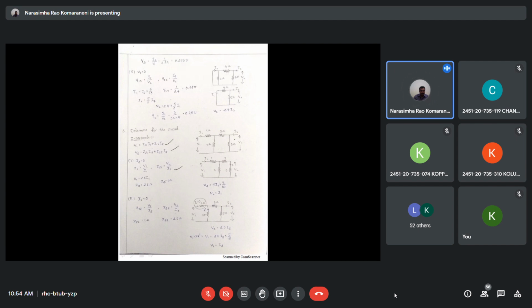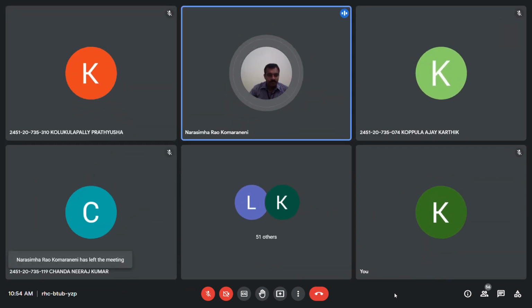Since this is zero, this port current is zero, these two are in series. This series combination is in parallel with this one, right? If you find the total equivalent, you get this. And to find V2, that is the drop across this one, we use the voltage division rule. What is the voltage division rule? It is nothing but the total current flowing through this branch into the opposite resistance divided by the total resistance.